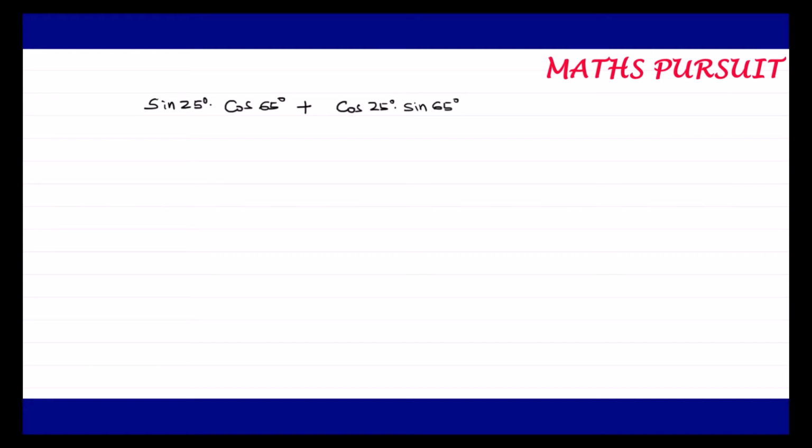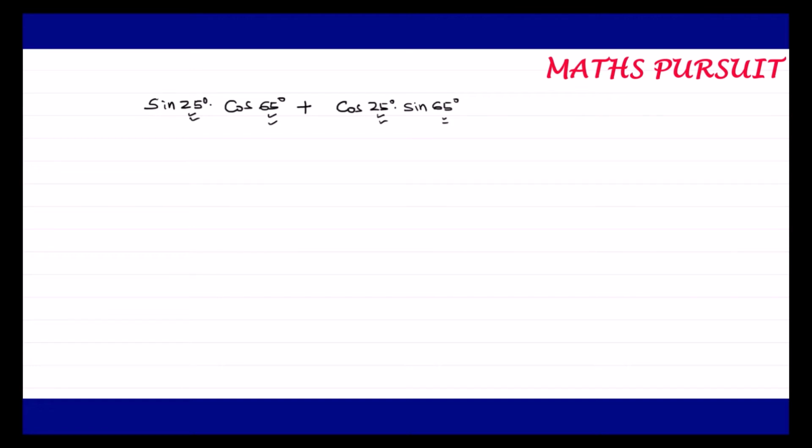So guys, here the main logic that we are going to use: if you see this 25 degree and this 65 degree, if we add, we are getting 90 degree. Similarly 25 degree here and 65 degree here, if we add, we are also getting 90 degree.